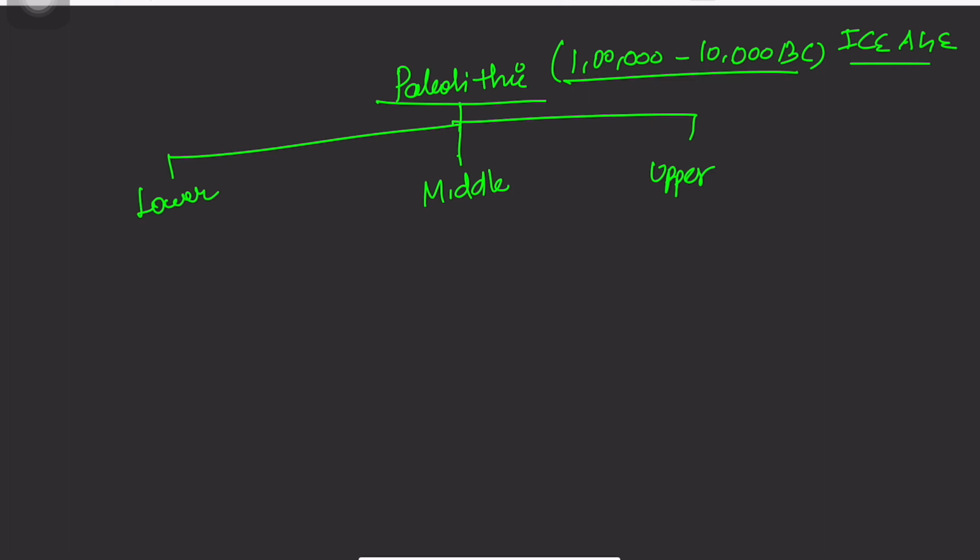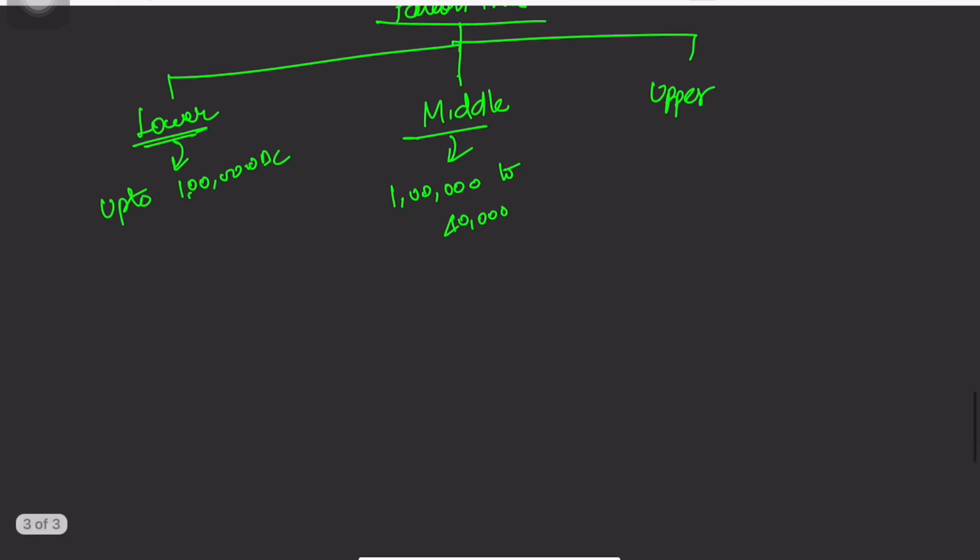Early Paleolithic comprised more than 90% of the time period, up to around 1 lakh BC. Middle Paleolithic is 1 lakh BC to 40,000 BC. Upper Paleolithic was 40,000 BC to 10,000 BC. These are the three phases of the Paleolithic age.